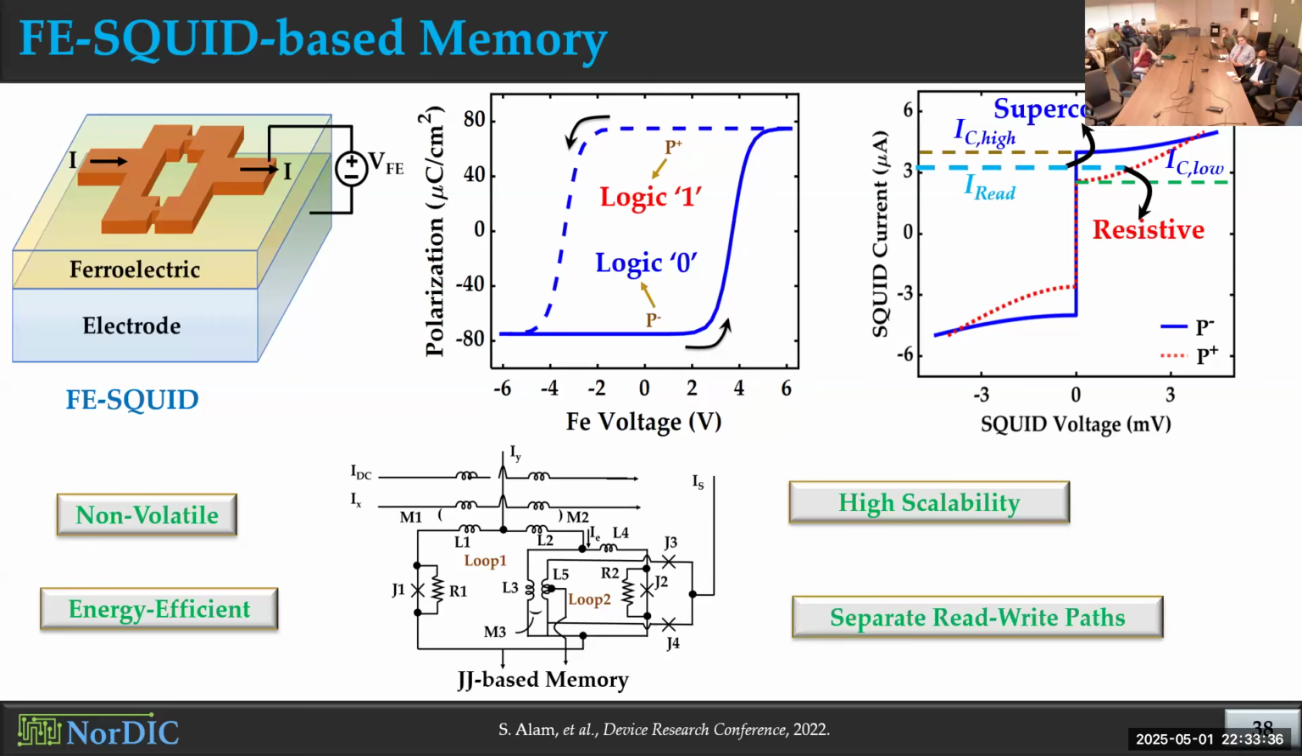And as I've explained, for write operation, we need to apply a voltage across the ferroelectric material. And for read operation, we need to apply a suitable current through the squid. So we have two completely separate paths for the read and write operation, which will allow us to optimize any of these operations without any mutual conflict. And that will provide unique advantages for in-memory computing applications, which I'll discuss in one of the next slides.